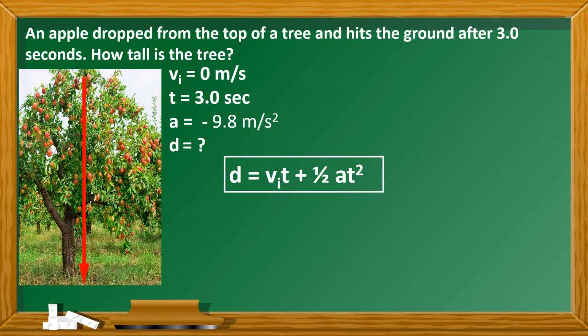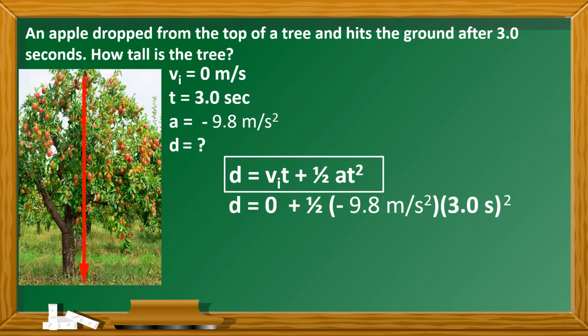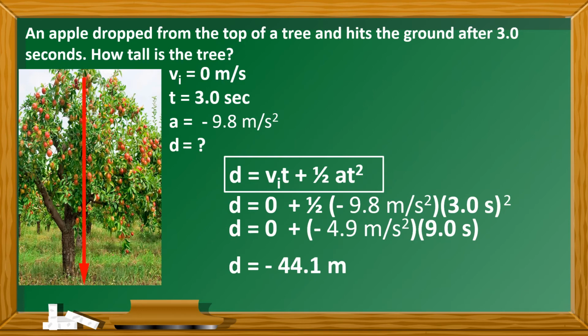In getting the distance, we have the formula d is equal to initial velocity times time plus 1/2 at squared. Since velocity is 0 times time, anything multiplied by 0 is 0, plus 1/2 times negative 9.8 meters per second squared times 3 seconds squared. Computing the equation, we'll have negative 4.9 meters per second squared times 3 squared, which is 9 seconds squared. So negative 4.9 meters per second squared times 9 seconds will give us an answer of negative 44.1 meters. Again, we're looking for the distance, and distance is always positive. Therefore, our final answer would be 44 meters.